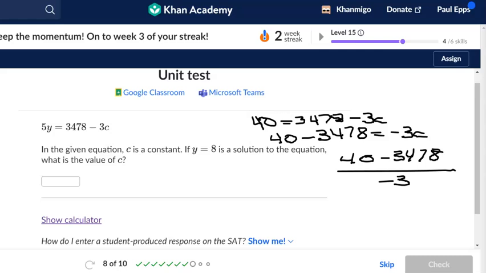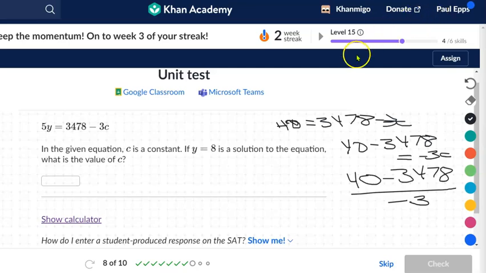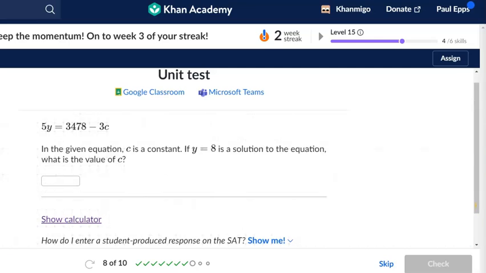Can we use a calculator here? Yes. I might have to turn off the drawing to do that. 40 minus 3478 over negative 3. No, actually, I think I just have to turn it off up here. Oh, yeah, I can turn it off up here. 40 minus 3478 over negative 3. All right, let's see the calculator. No, I still have to turn it off over here. All right. Show calculator.